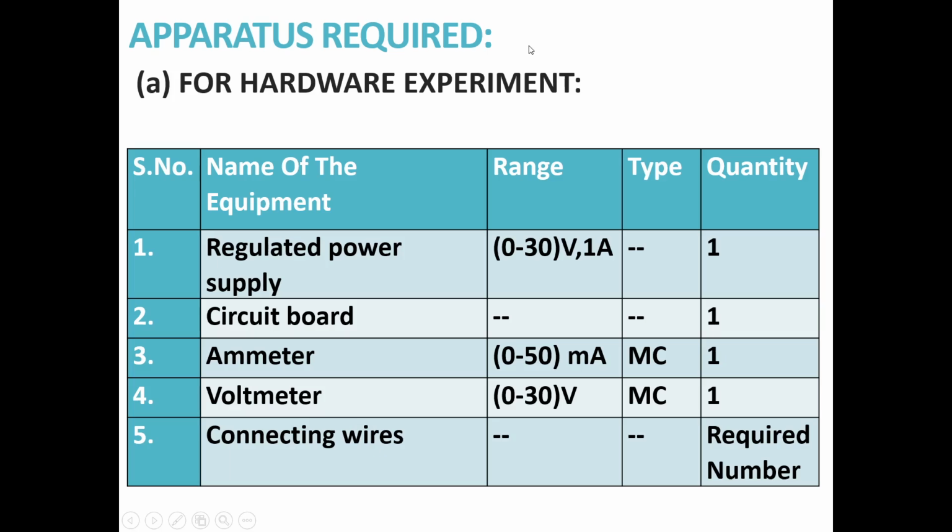Next, apparatus required. The apparatus required to do the hardware experiment, you must write down in a tabular column with the serial number, name of the equipment, range, type and quantity. The apparatus required are regulator power supply, circuit board, ammeter, voltmeter and connecting wires. Regulator power supply of range 0 to 30 volts, 1 ampere. We need one regulator power supply.